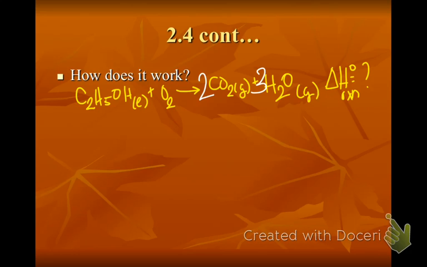Alright, so let's look at how this works. Let's suppose that your professor, or I, give you this equation. And the equation is that we have some ethanol, C2H5OH in the liquid form, and it's going to react with oxygen or combust, and it's going to form carbon dioxide gas and water gas. And you're asked to find the delta H of the overall reaction.